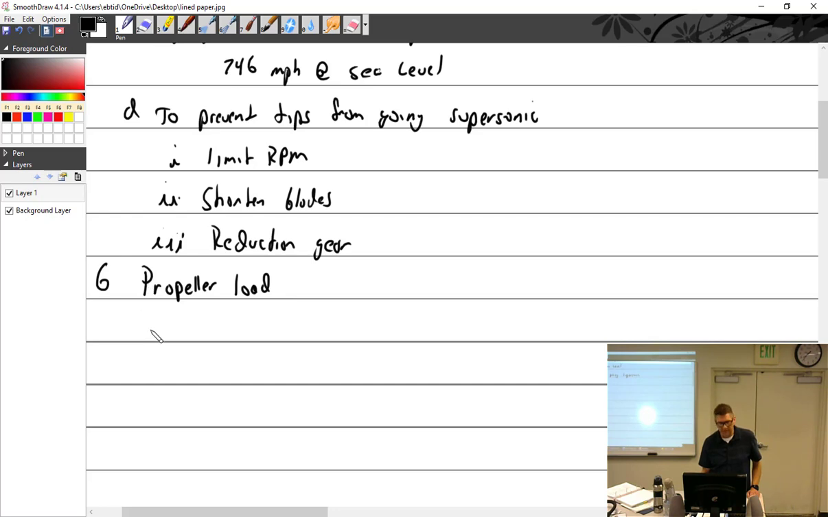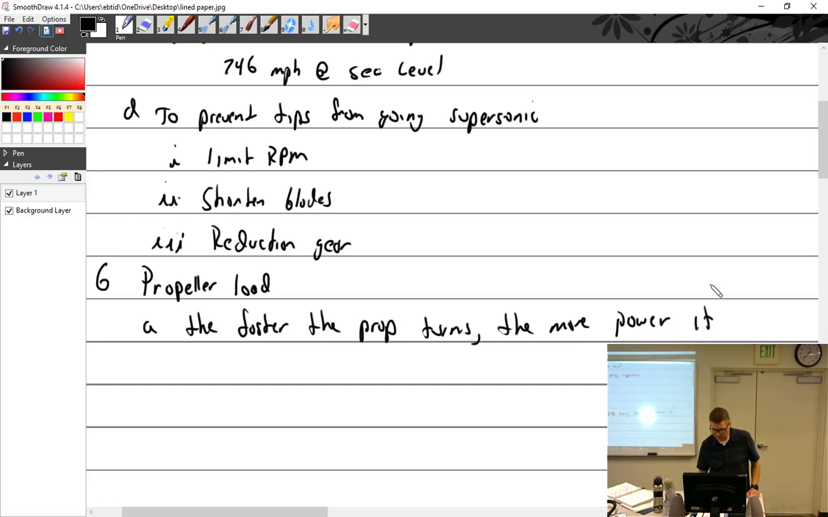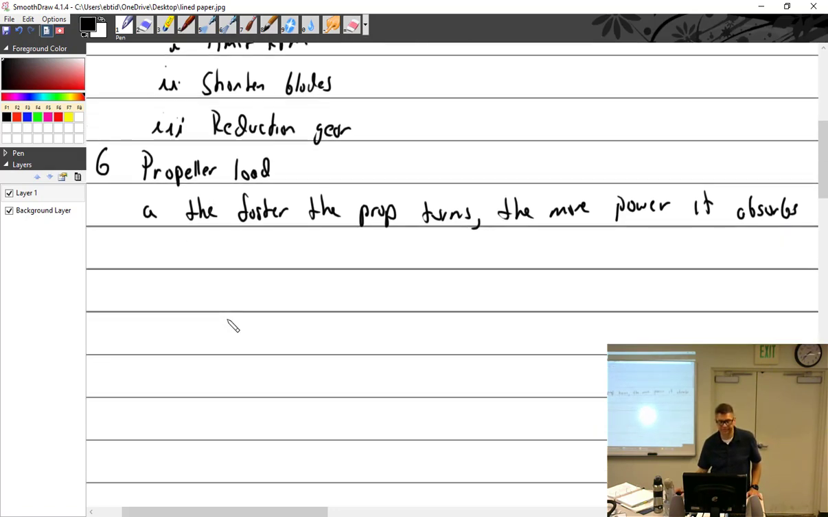Propeller load. Obviously, the faster the prop turns, the more power it absorbs, which is kind of what you just said. Or uses. What do you mean by it absorbs? The engine is the horsepower. It's putting it out, so it's going to the prop. Okay. So it's absorbing that. And we could say absorbs. Obviously, it's going to transfer it into thrust. Yeah. But this particular source used that term.